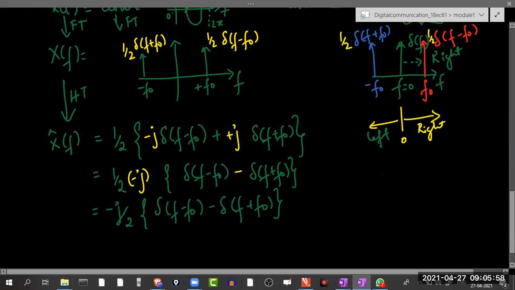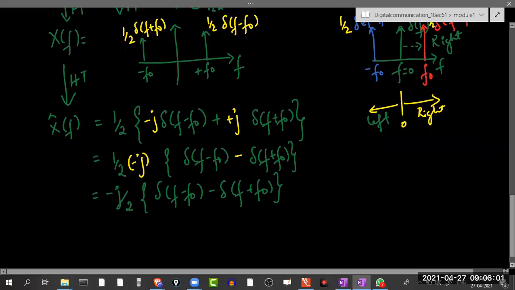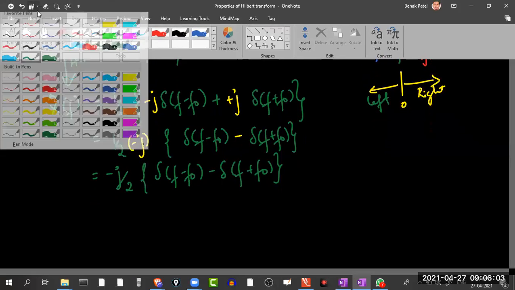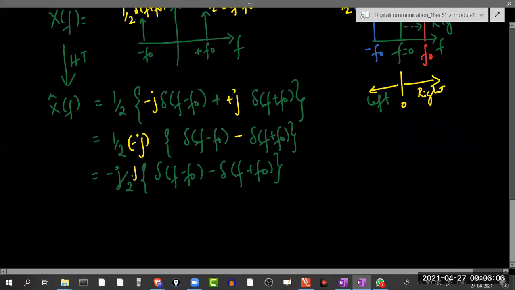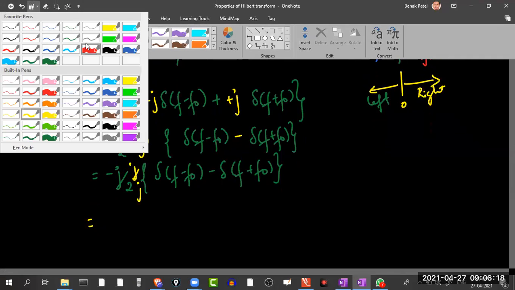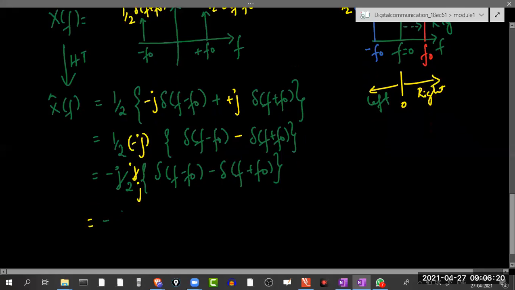Now, in order to bring this j onto the denominator, I'll multiply and divide it by j, such that I have two j's in my numerator, so I'll get it as minus j square divided by 2j, delta f minus f naught minus delta f plus f naught.